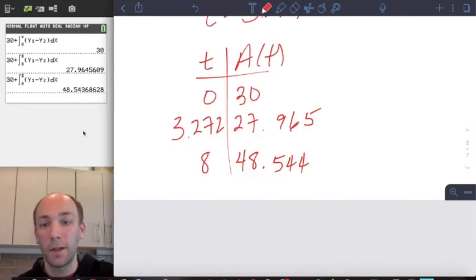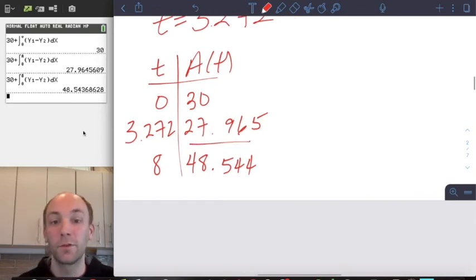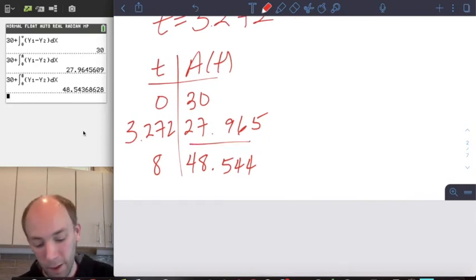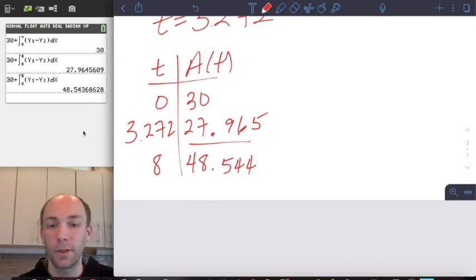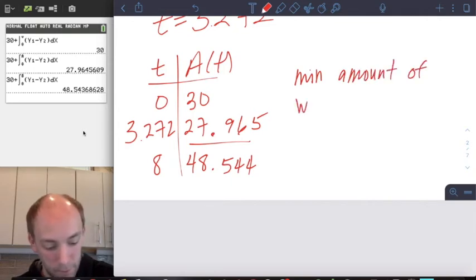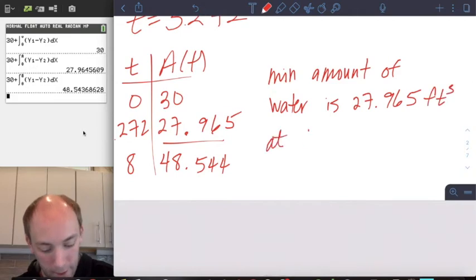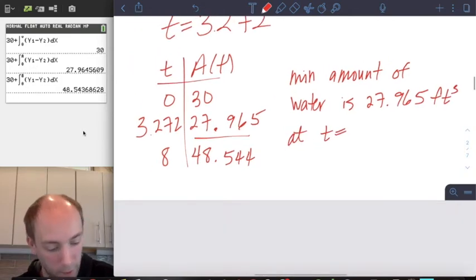Okay. So what is the smallest value, right? If I'm looking at my table, what is the smallest value? And it looks like I have a minimum of 27.965 at t equals 3.272. So let's go ahead and write this out. Minimum amount of water is 27.965 feet cubed at t equals 3.272. Okay?